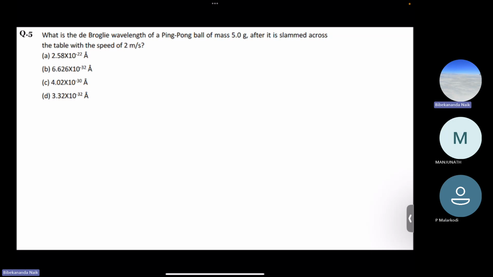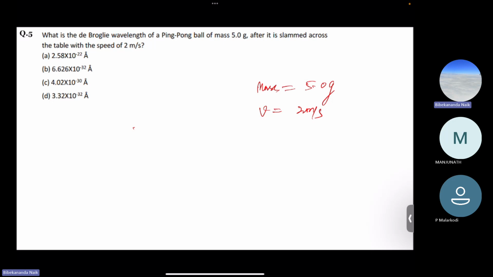Okay. So the question is, the de Broglie wavelength of a ping pong ball of 5 gram, after it is slammed across the table with the speed of 2 meter per second. So mass is given, mass is 5 gram, and the velocity is 2 meter per second. What you are saying was correct. It is the non-relativistic case, because if you compare the velocity with the speed of light, the velocity is very much less than the velocity of light. That's why it is the non-relativistic case.